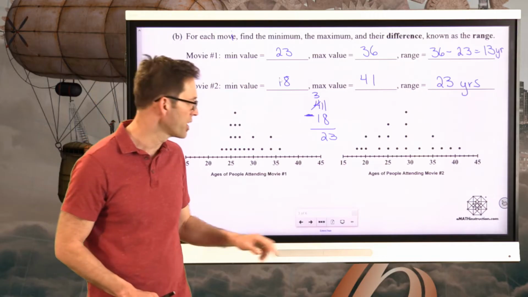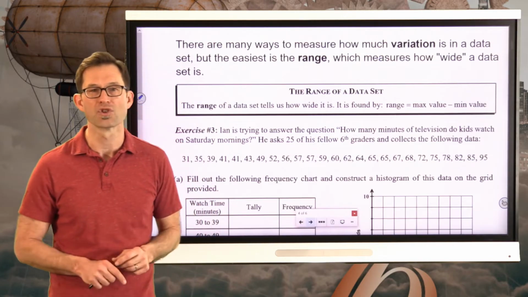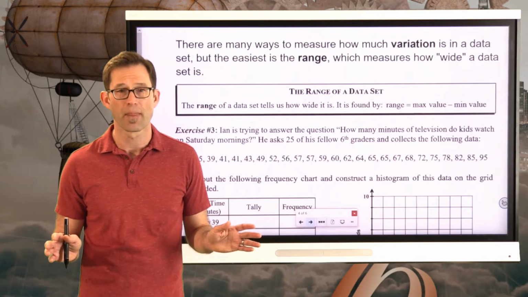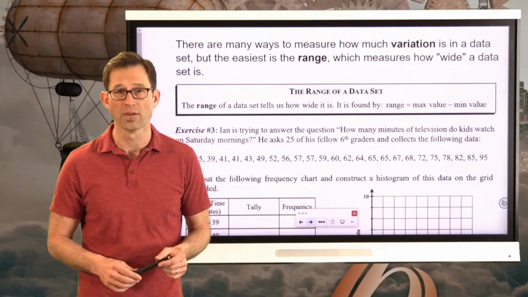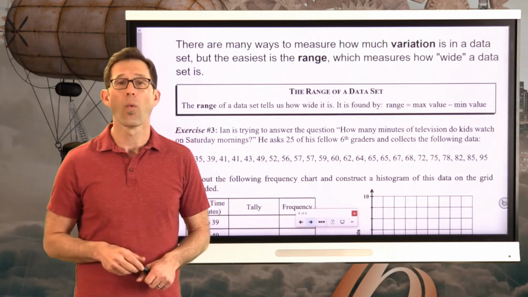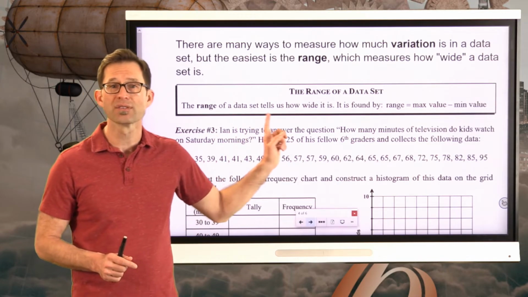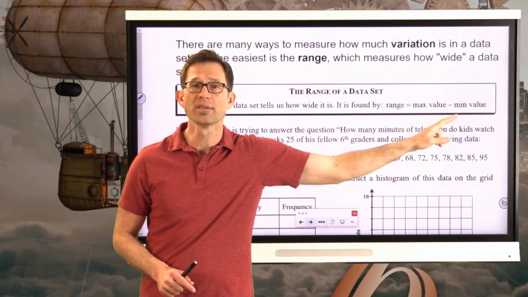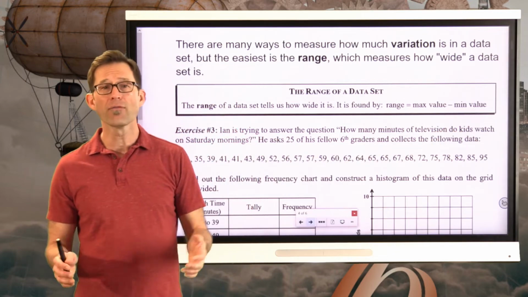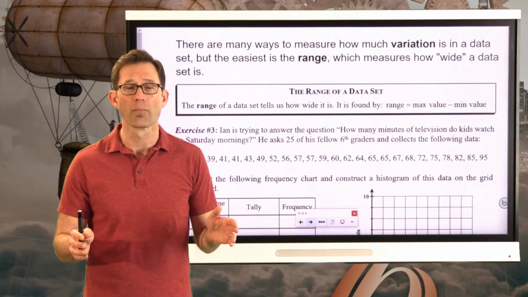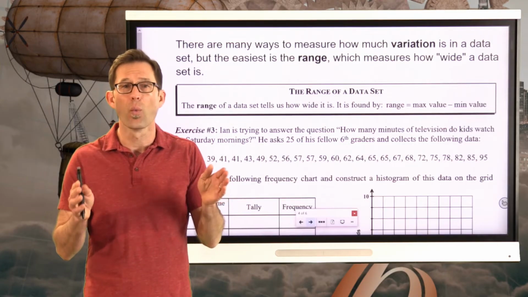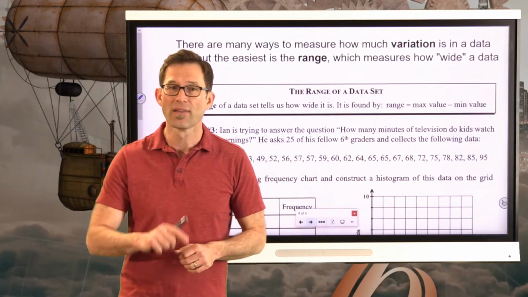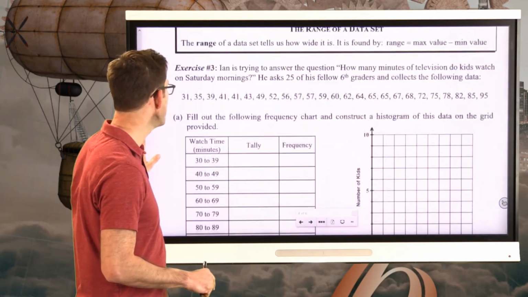All right, let's keep working with this idea of variation. Now there are many ways to measure variation in a data set, but the easiest by far is the range, which measures, as I mentioned, how wide a data set is. The range tells us how wide a data set is, and it's simply found by taking the maximum data value and subtracting the minimum data value. Whenever we subtract one number from another number, we find the distance or the width between the two numbers. So that's what the range tells us. And let's work with it again in exercise number 3.